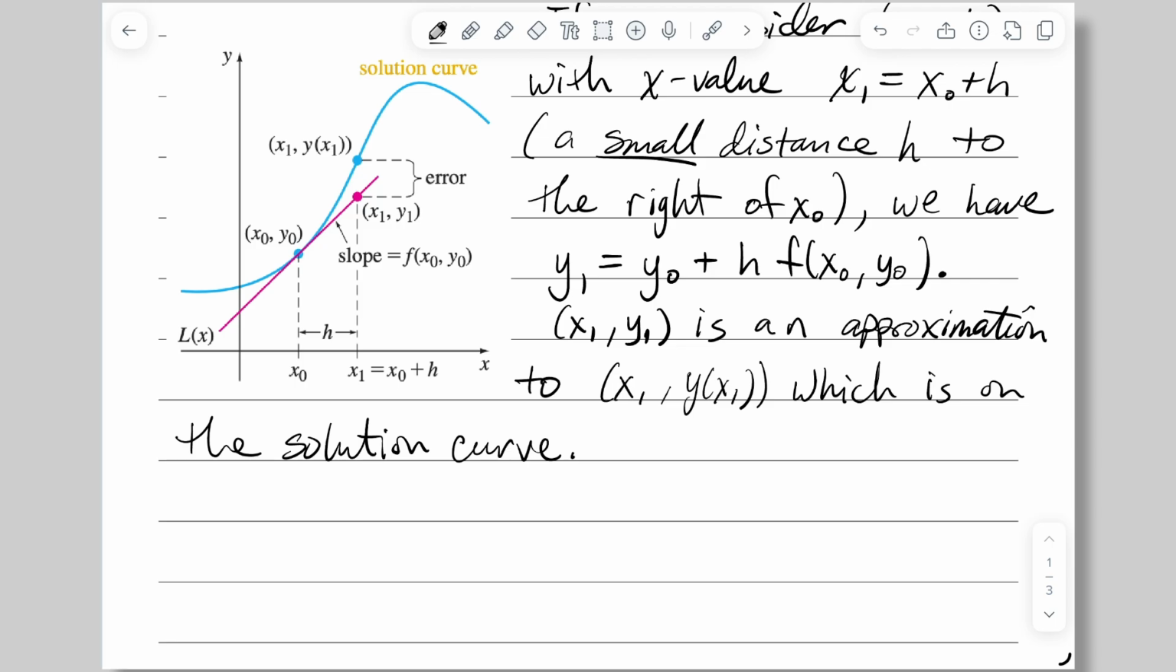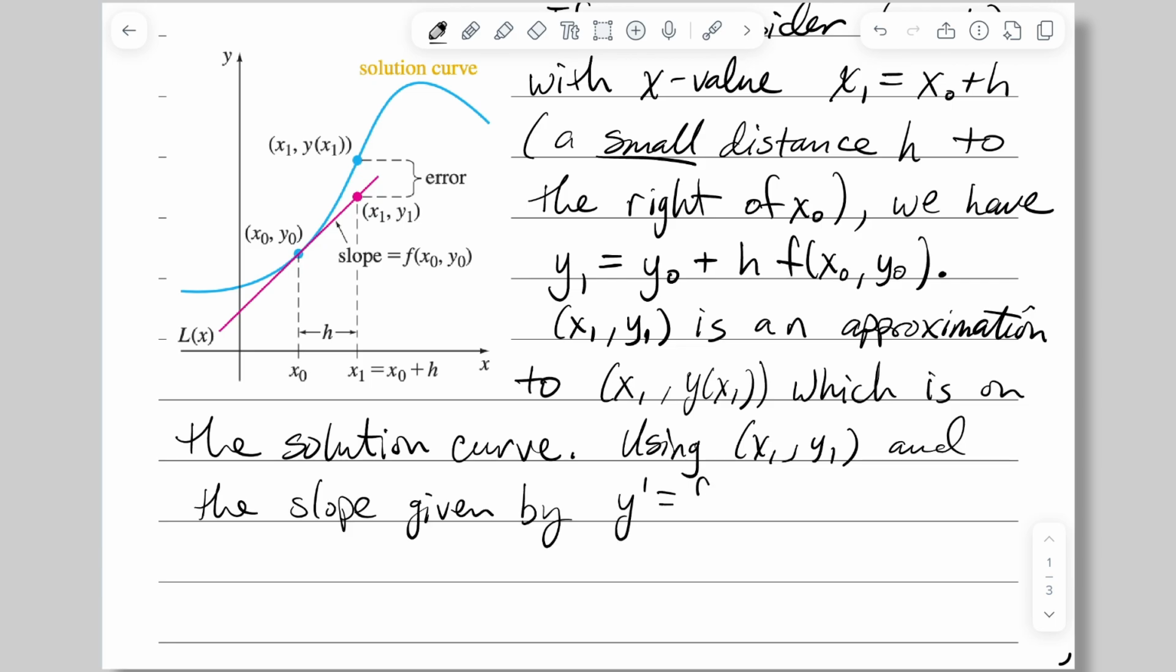Now, using the point x1, y1 and the slope given by y prime is equal to f of x, y at that point, we can find a new kind of tangent line that goes through the point x1, y1. And it's not really a tangent line because x1, y1 isn't on the solution curve, but it is an approximation.